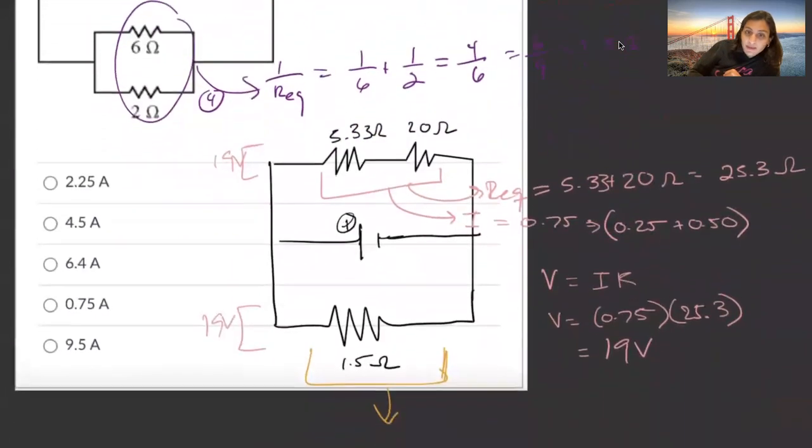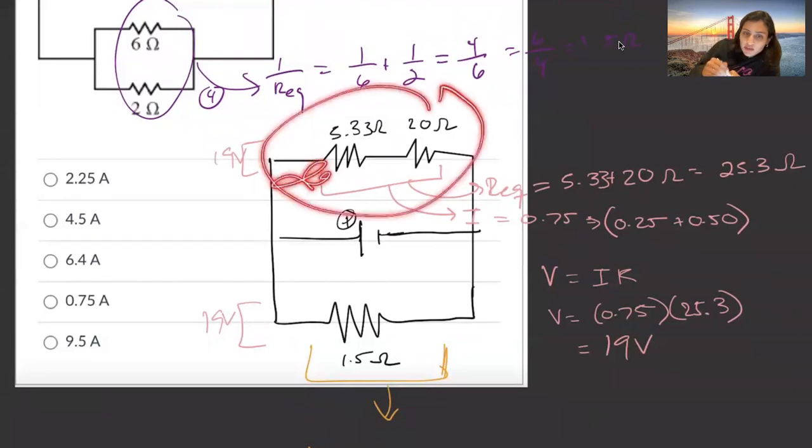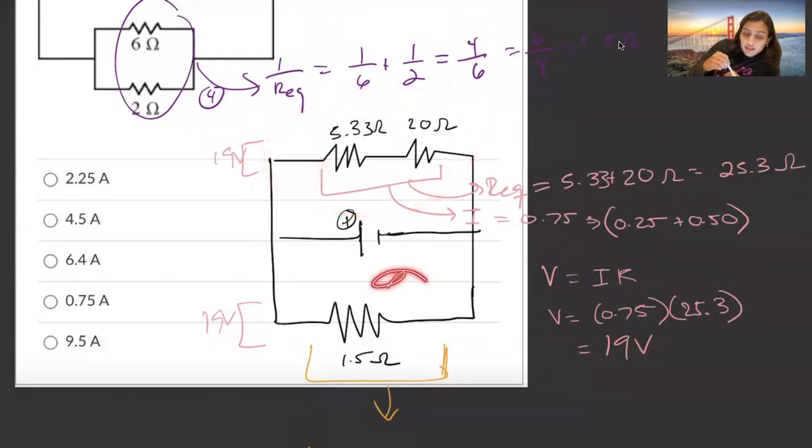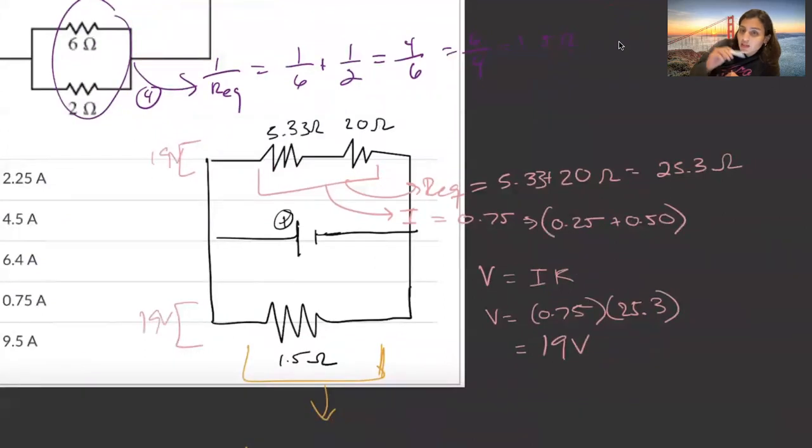Okay, next up, I just redrew the circuit again, but this time with the collapsed resistors, my R equivalent here and my R equivalent here. Now there's 2 resistors and they're in series. They're right next to each other. So you can just add these up and you get your R equivalent to be 25.3 ohms. The current going through the 2 is the same since they are in series. They share the same current.